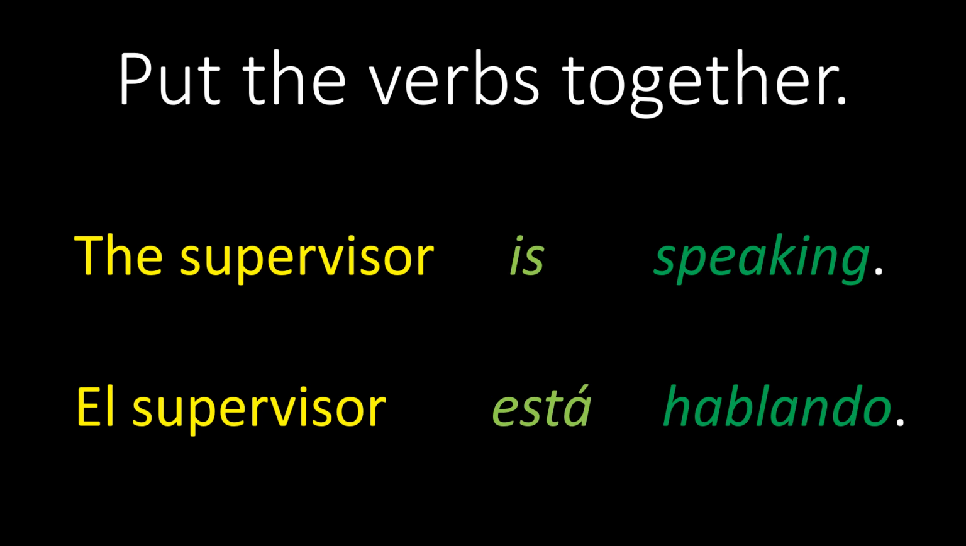Here's another example of the present progressive in English next to the present progressive in Spanish. The supervisor is speaking. The supervisor is the subject. Is is your helping verb. Speaking is your main verb. So in Spanish, el supervisor está hablando.